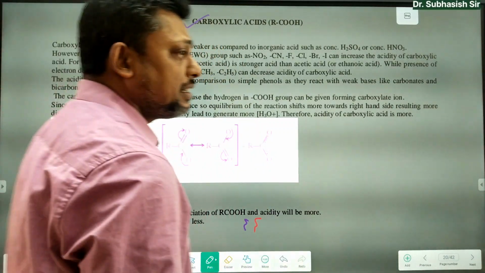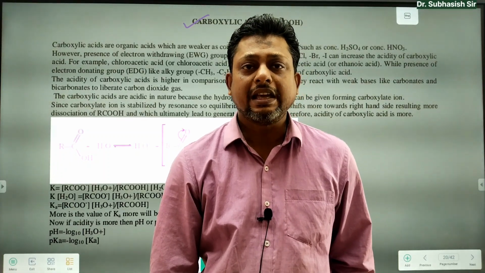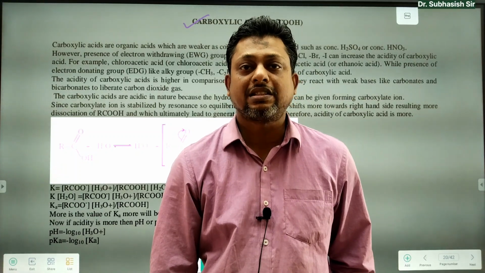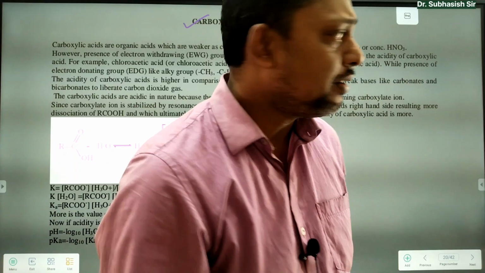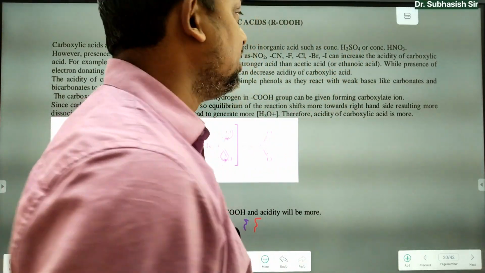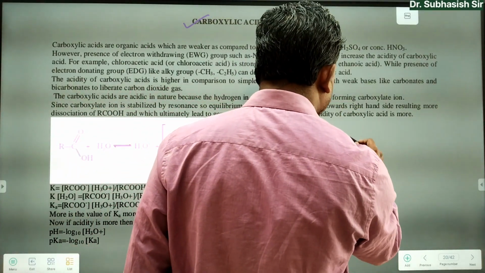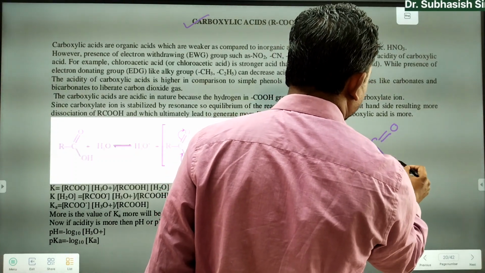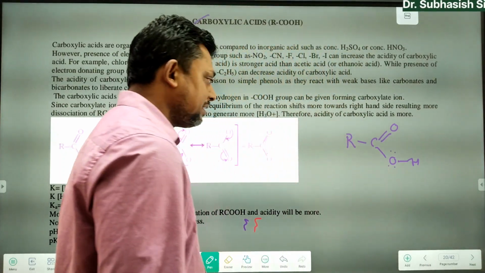Well, carboxylic acids, as I discussed in my first lecture, are weak acids as compared to inorganic acids like hydrochloric acid, nitric acid, sulfuric acid. So they are organic acids, but they have weak acidity. What is the formula of carboxylic acid? As all of you know very well, RCOOH. So this is the formula of carboxylic acid.